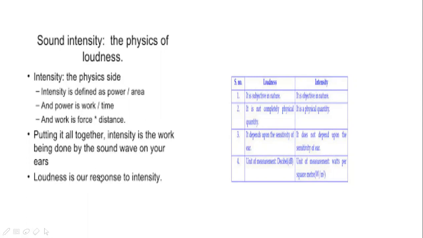Loudness is our response to intensity. Here the second column is not visible, but I will read it for you. Loudness is subjective in nature. Intensity is objective in nature. Loudness is not completely physical. Intensity is a physical quantity. Loudness depends upon the sensitivity of the ear. Intensity does not depend on the sensitivity of the ear. The unit of loudness is decibel, and the unit of intensity is watt per square meter. It is very important.